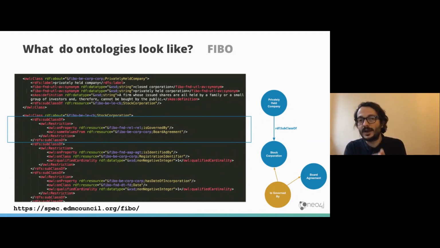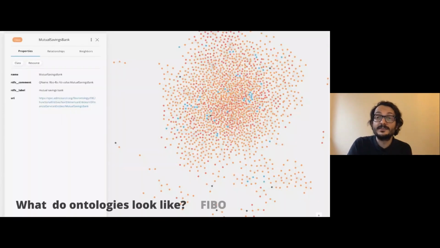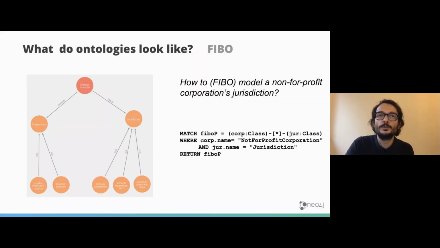Well, this is just a fragment of it. What it really looks like is probably more something like this, and this is the view in Bloom. FIBO in particular contains a few thousand definitions of entities, classes, relationships, properties, etc. And again, if we zoom in, we will see something like what we were just saying before. So you see there a fragment of a definition of what a corporation is, what a jurisdiction is.